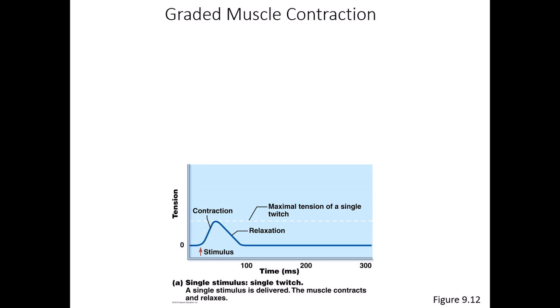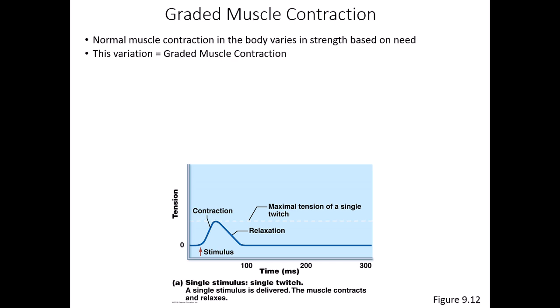And so a graded muscle contraction is really what's happening in your body when your muscles contract. This is describing a normal muscle contraction that is going to vary in strength based on need. That's what graded refers to. The variation is why we call it a graded muscle contraction. So again, the amount of force you need to pick up a coffee cup is not the same as the amount of force you would need to pick up a 20-pound barbell. And so the muscles have to adjust accordingly so that you have a kind of smooth and natural movement, not kind of a jerky response movement.